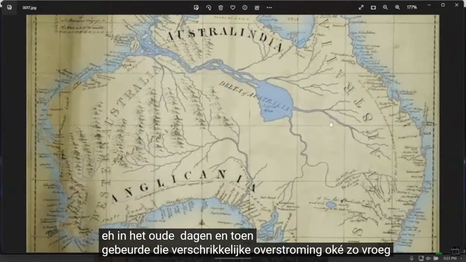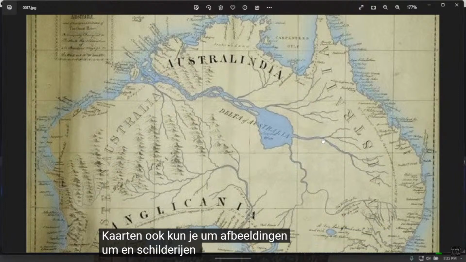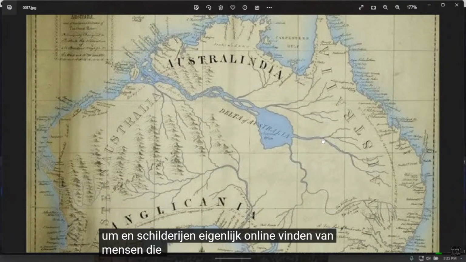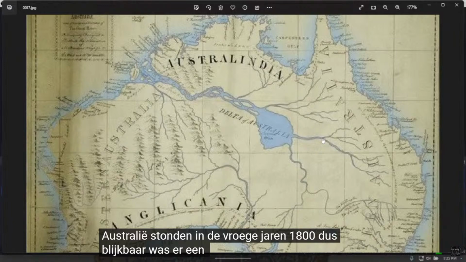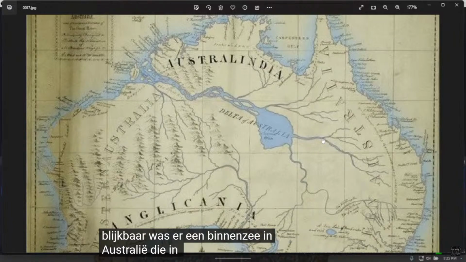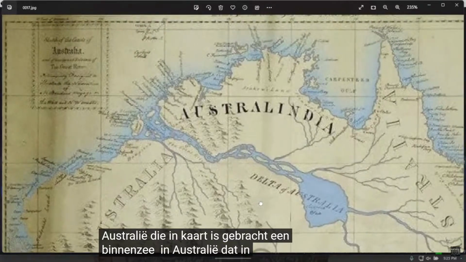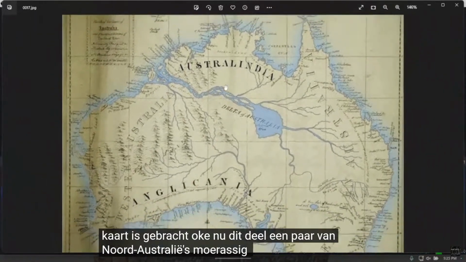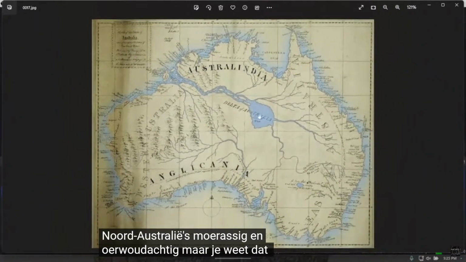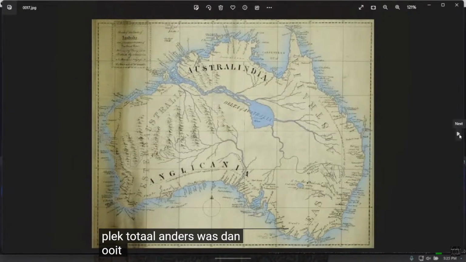Early maps also, you can find images and paintings online of people standing by the lakes in Australia in the early 1800s. So apparently there was an inland sea in Australia which has been mapped. Now this part up here of Northern Australia is sort of swampy and jungle-like, but it's dried out. That just shows that this place was completely different and inundated at some stage.